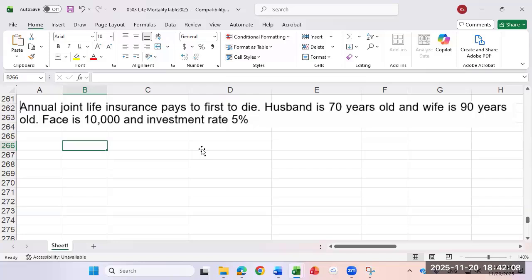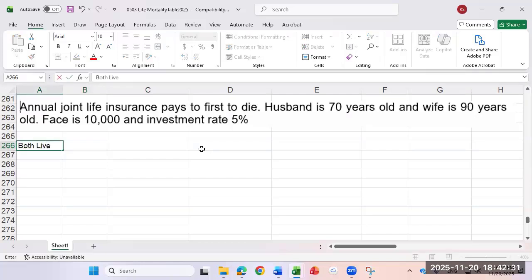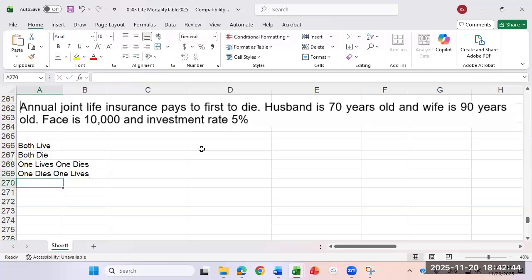So it's first to die. So once someone dies, it pays. It doesn't pay twice if they both die at the same time. It doesn't pay twice if one dies on the first day of the year and one dies later. So it only pays when the first person dies. It doesn't matter which one dies, it pays. All right. So you have a few choices: both live, both die, one lives, one dies, one dies, one lives. Those are your 4 choices, right?